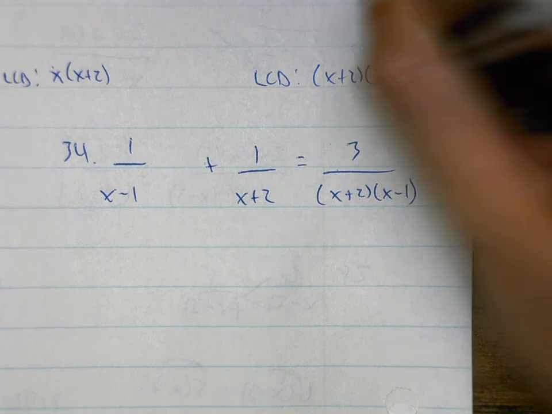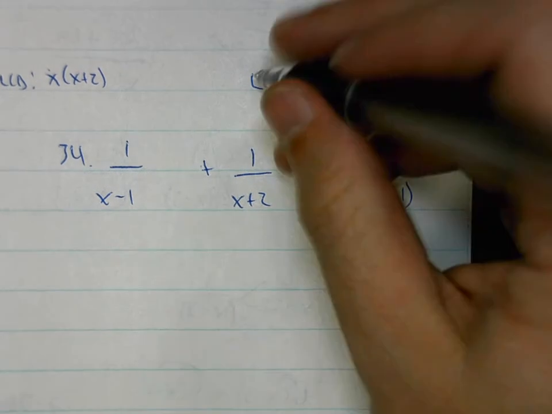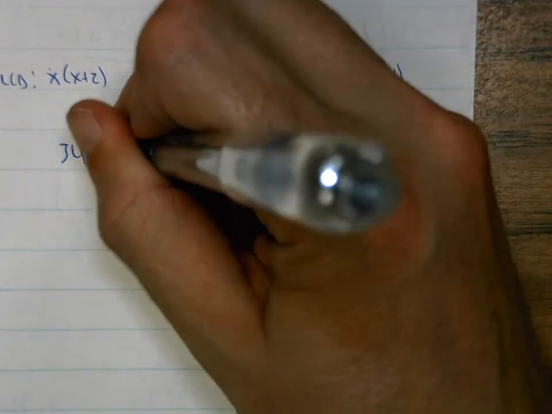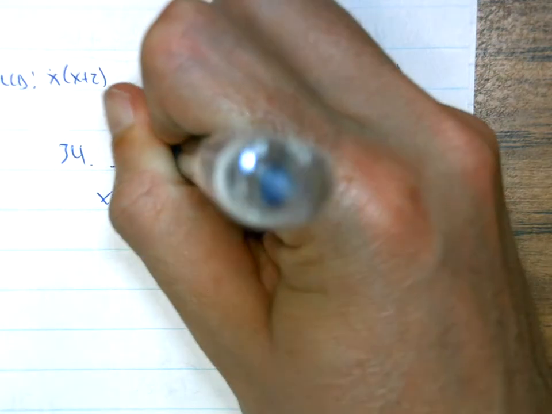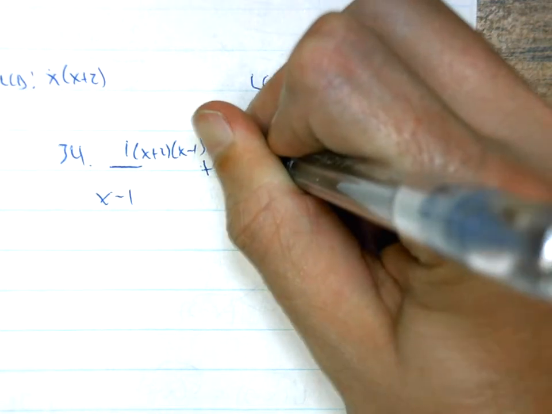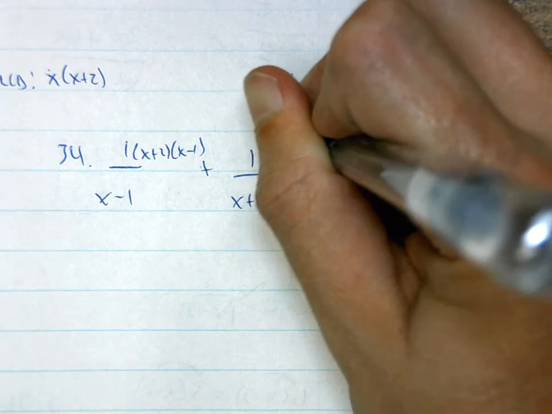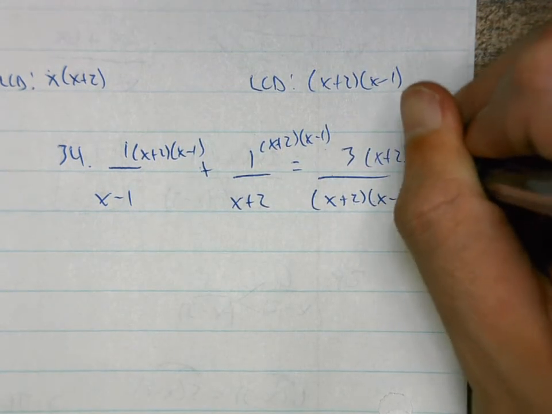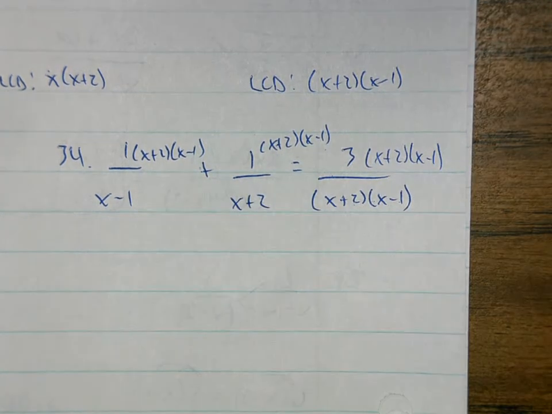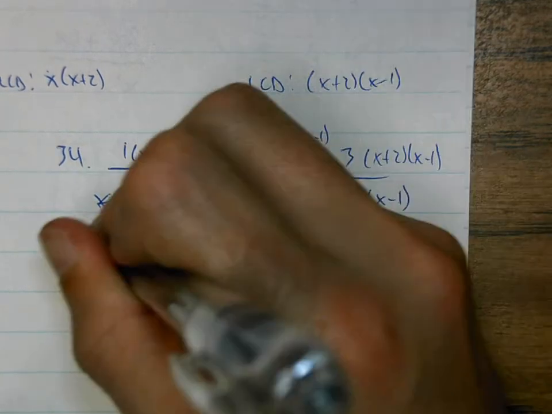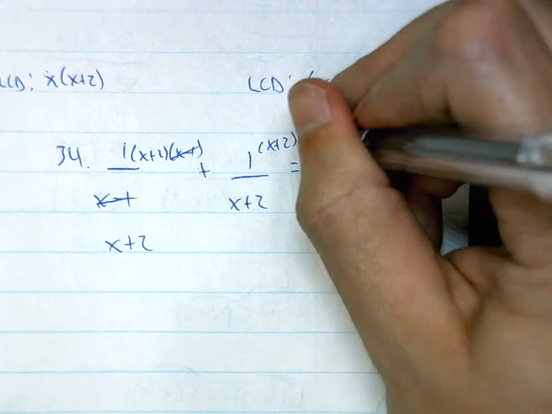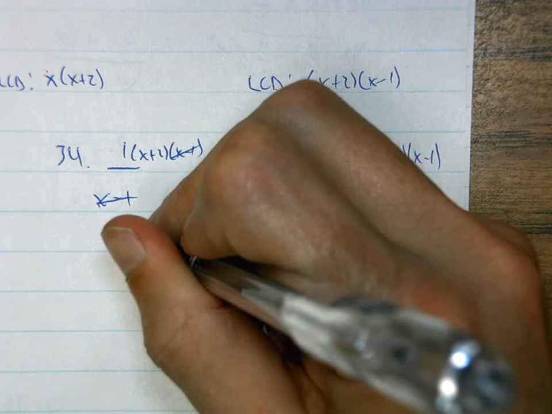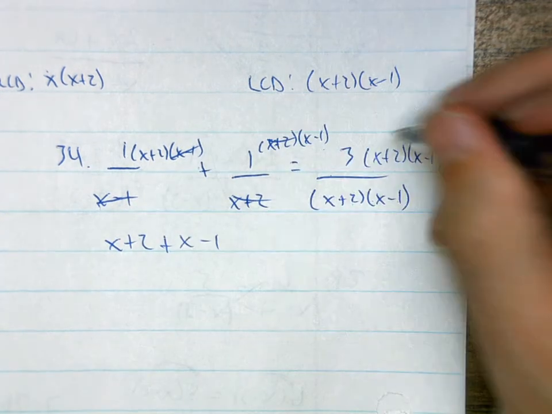So everything gets multiplied by the LCD. This gets x plus 2, x minus 1. This gets x plus 2, x minus 1. And this gets x plus 2, x minus 1. Cancel out x minus 1's here, so you're left with x plus 2. Cancel out the x plus 2's here, and you're left with x minus 1. And cancel both those off, and you get 3.